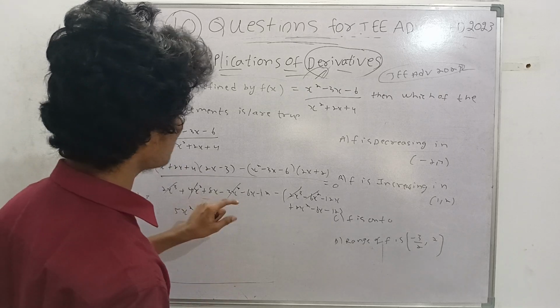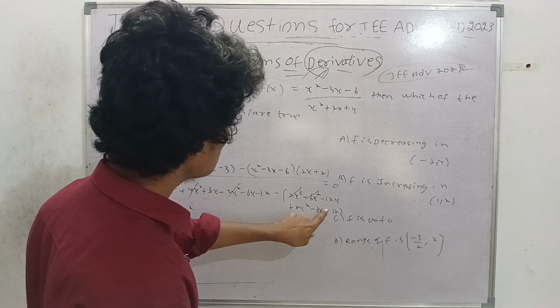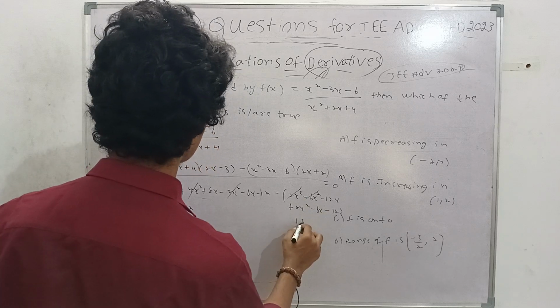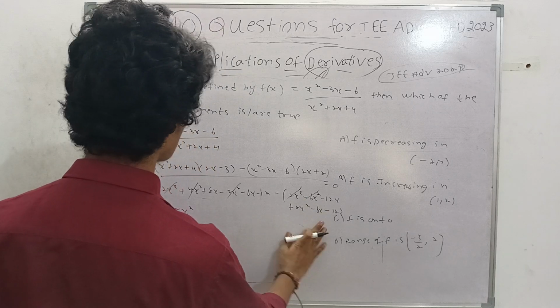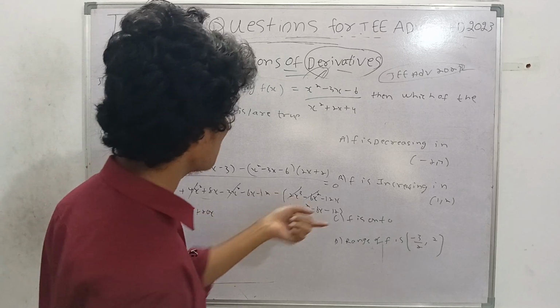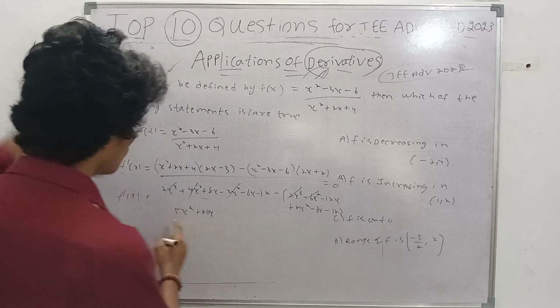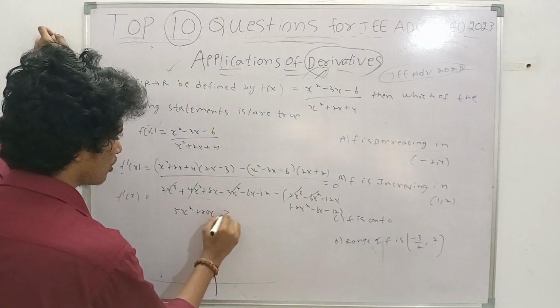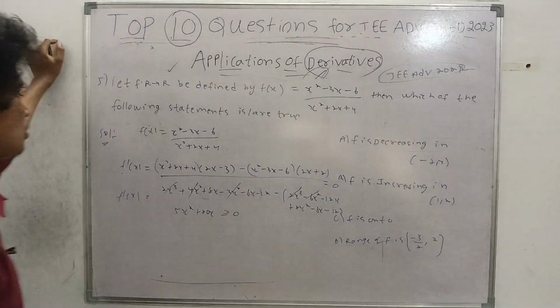8x minus 6x, it is 2x. Here it is minus 18x plus 18x, so 18x plus 2x is 20x. Here it is minus 12 and plus 12, it will both be 0. So 5x square plus 20x greater than or equal to 0. You can keep it like this.